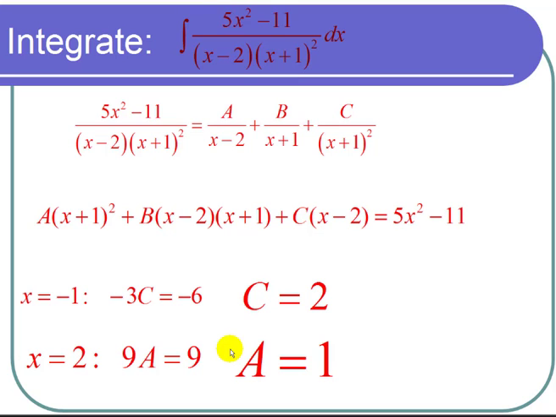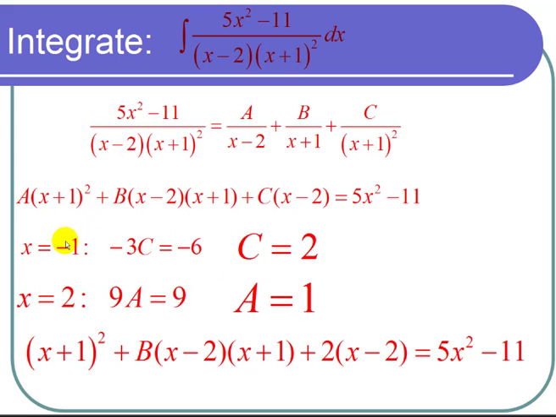Now let's work on finding B. And to do that, I'm going to plug in what I got for A and C. A is 1, C is 2. So I plug in, and I get x plus 1 squared. That's my 1 times x plus 1 squared. I still have B, x minus 2 times x plus 1. C is 2, so I get 2 times x minus 2, and I still have 5x squared minus 11.